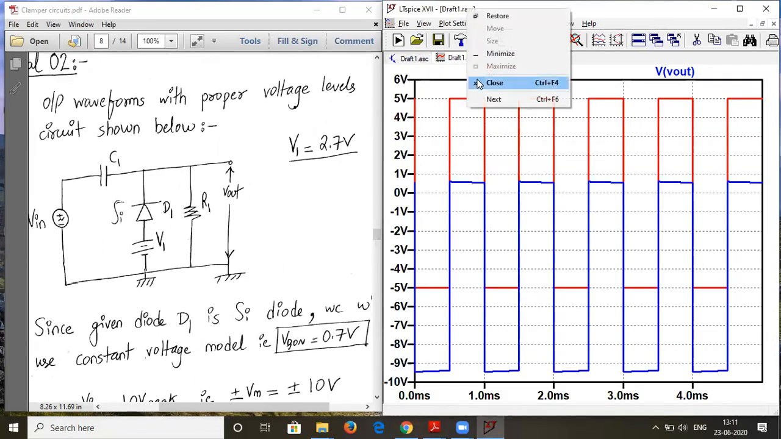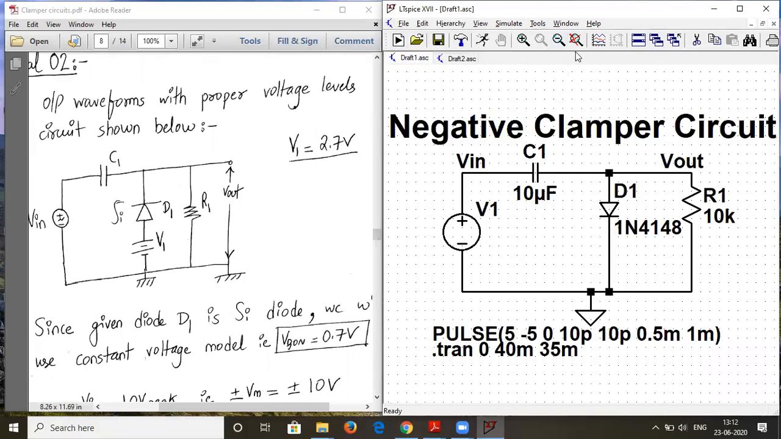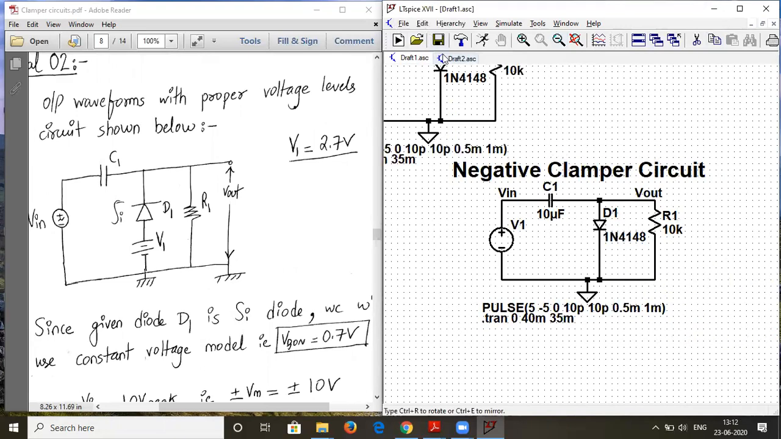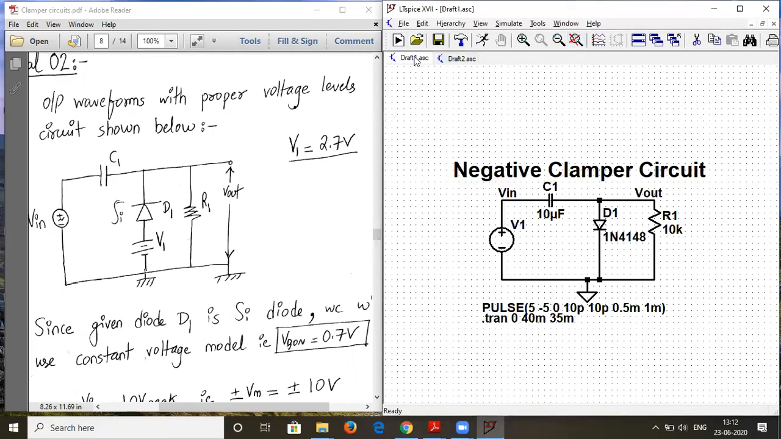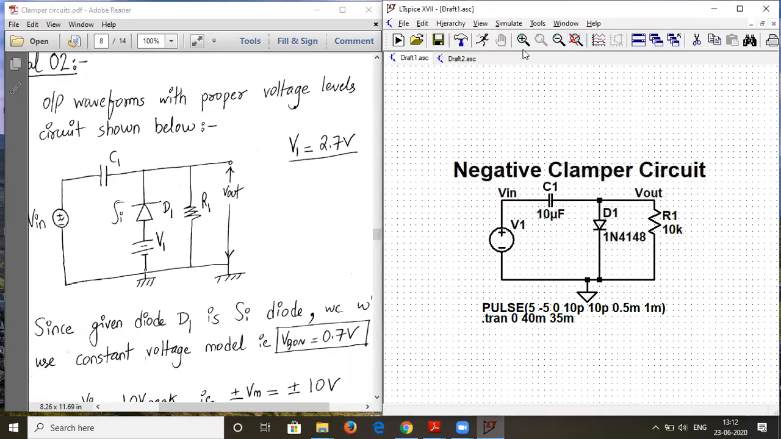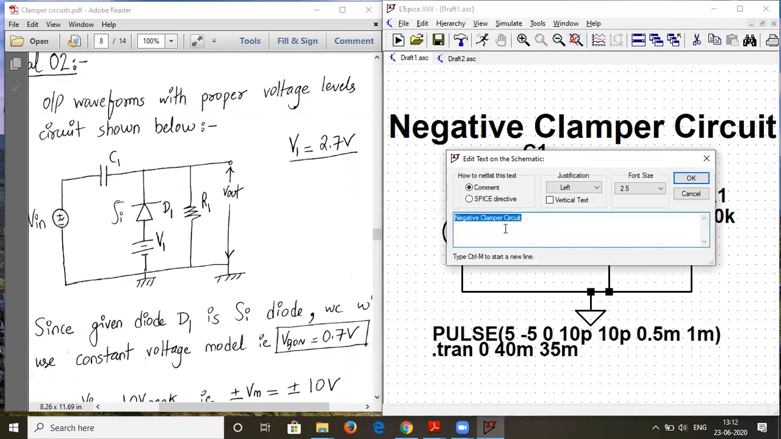Let me close this. I can go to a new schematic and copy this entire schematic from here. I can paste this circuit like this and drag it to the main circuit. Okay, I can keep that open. And what I want is now I'll remove this negative part. It's just a clamper circuit.